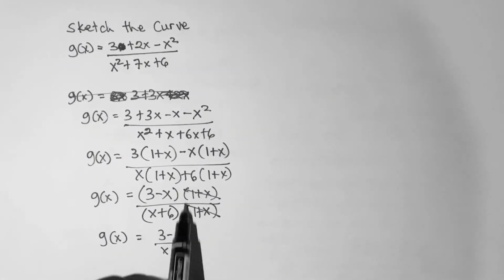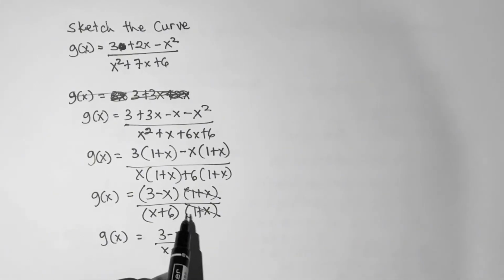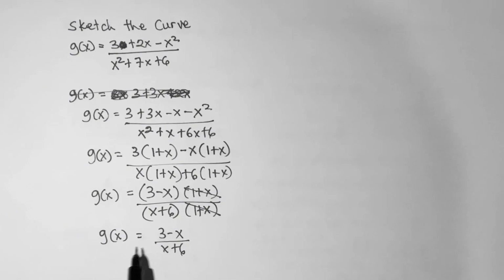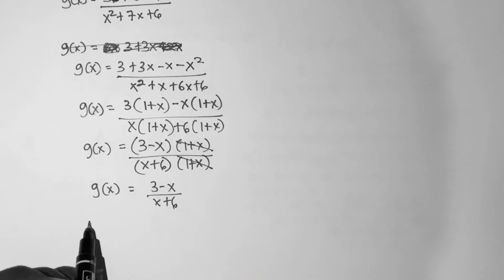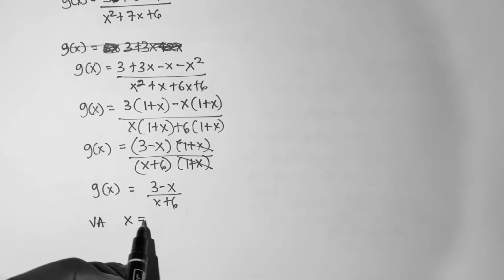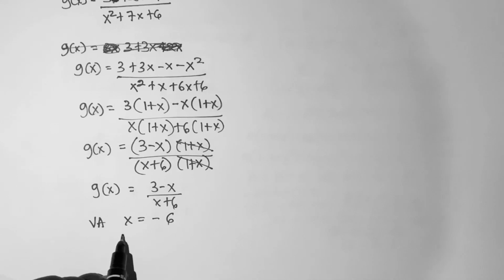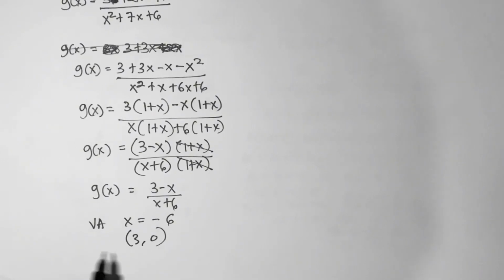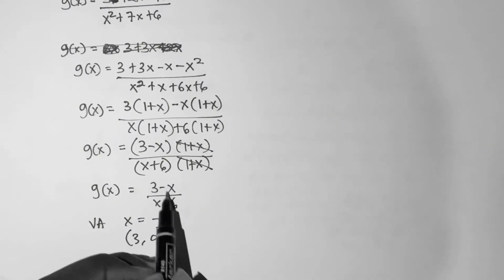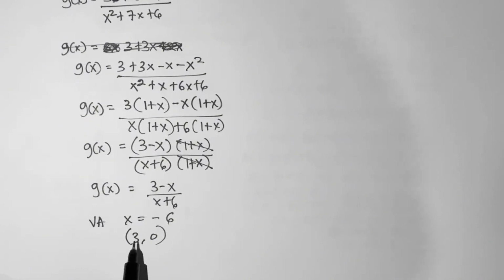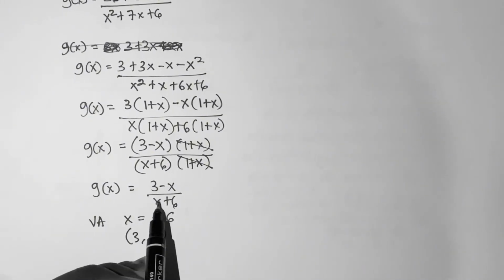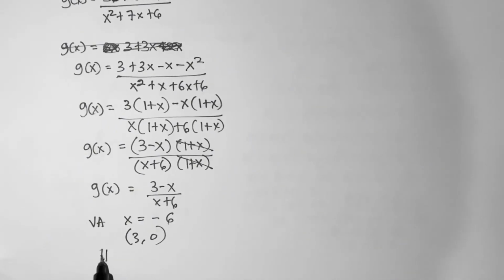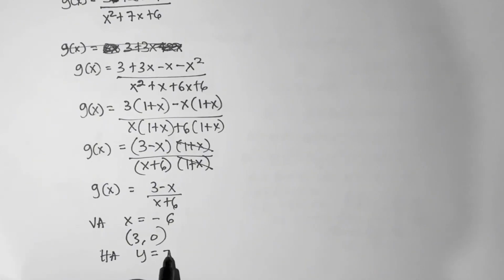What this means is that the graph contains a hole, or the graph is discontinuous at x equals minus 1. So let's go ahead and sketch this curve. Nonetheless, let's find the vertical asymptote. So we know that there's a vertical asymptote at x equals minus 6. And then for the zeros, we have a turning point at 3 and then 0. Now, because the highest power of x here is 1 and the highest power of x here is also 1, you can see that we have a horizontal asymptote at y equals minus 1.